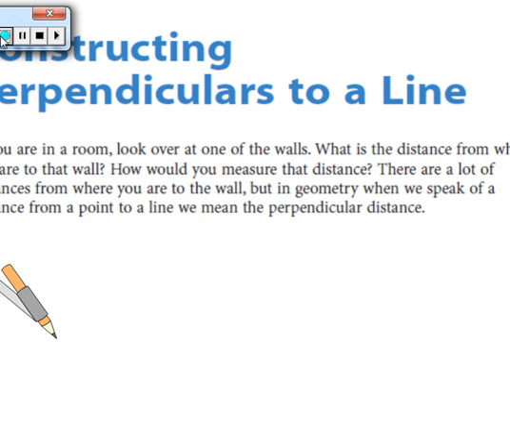If you think about constructing perpendiculars from a point to a line, imagine if you were in a room and you look over to one of the walls. Maybe you're sitting here and the wall is here. If you had to measure the distance from the point to the wall, this is my wall, and this is you, how would you measure it?